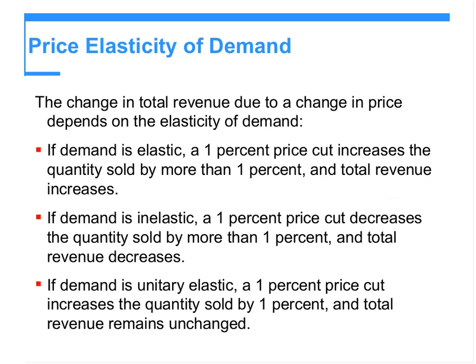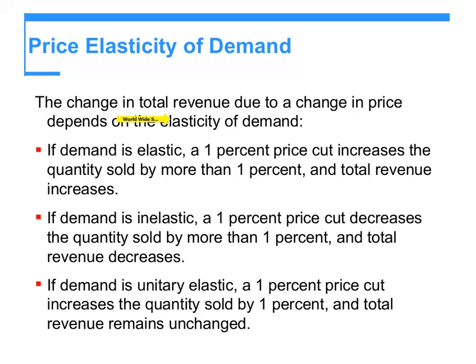So the change in total revenue due to the change in price depends on the elasticity of demand. Very simple. If you have elastic demand, a little change in price can change the demand drastically, or if you have inelastic demand, changes in price don't really influence the changes in demand. So you have different types of outcome. If demand is elastic, a one percent price cut increases the quantity sold by more than 1%. Because it's elastic, all right?